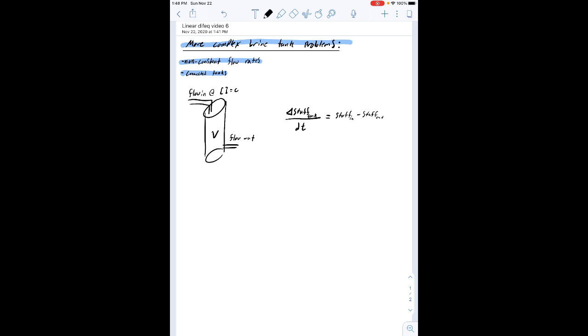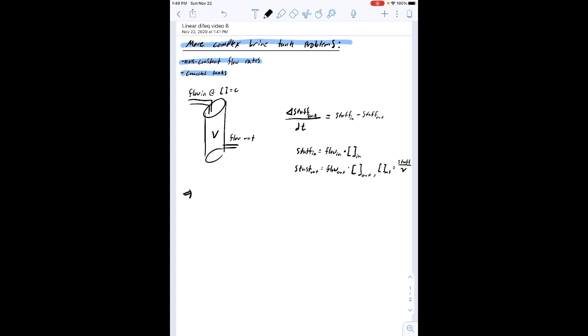Okay? So now we say our stuff in is actually equal to our flow in times our concentration in. And then likewise, we have our stuff out is equal to flow out times concentration out. And then we know that concentration out is just equal to the concentration of the tank, which is stuff in the tank, divided by the volume of the tank. Okay, so let's just plug this in.